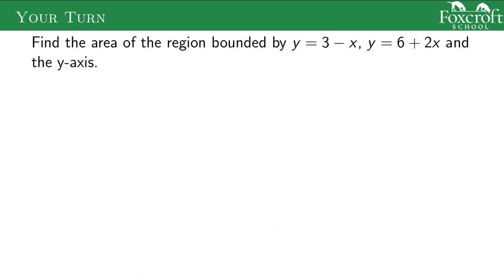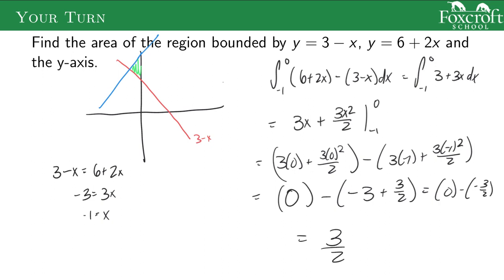All right, so here's one for you to try on your own. I found the area of the region bounded by y equals 3 minus x and y equals 6 plus 2x and the y-axis. Go ahead and try that on your own. Draw a graph, see what it looks like. Try to evaluate your area. I'll show you the answer in 3, 2, 1. And the final answer I got was 3 over 2.